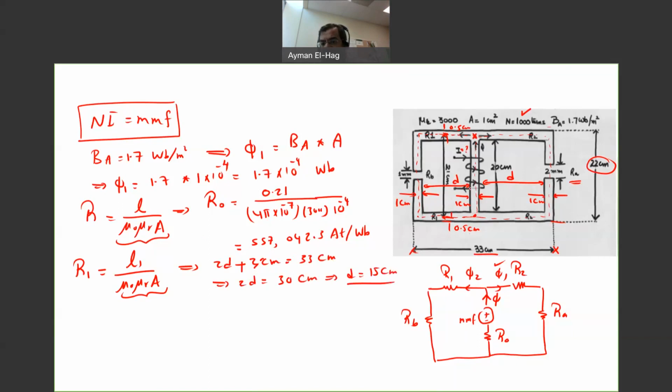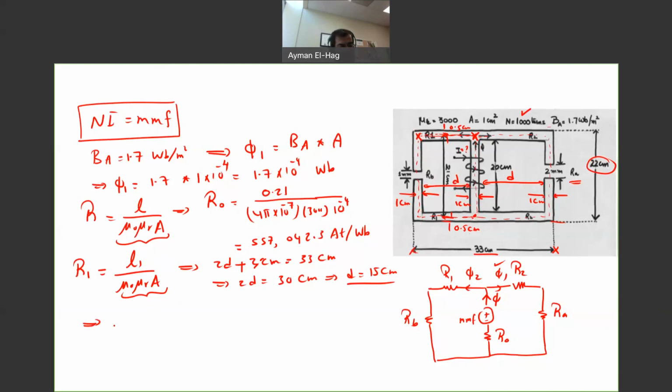Now D is the distance from here to here. If I want to find the mean path from this point to this point, I need to add 0.5 centimeter to the right and 0.5 centimeter to the left. So this will be 16 centimeter, and this distance will be another 16 centimeters. And the vertical distance, which is similar to the middle branch, is 21 centimeters.